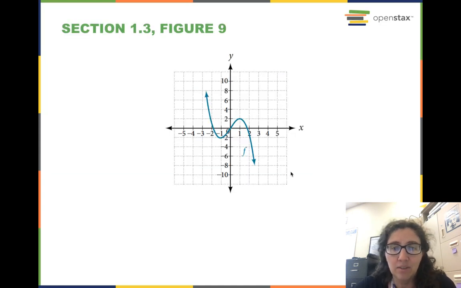All right, so again, where is this function increasing? Where is it decreasing? Where are the local maximum and minimum? So it's decreasing from negative infinity to negative 1, increasing from negative 1 to 1, decreasing from 1 to infinity. The local minimum happens at the point x equals negative 1, and the local minimum value is negative 2. The local maximum happens here at (1, 2). It happens at the point x equals 1 and has a value of 2.